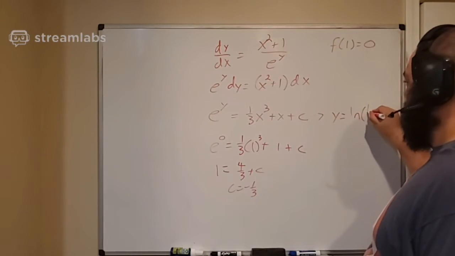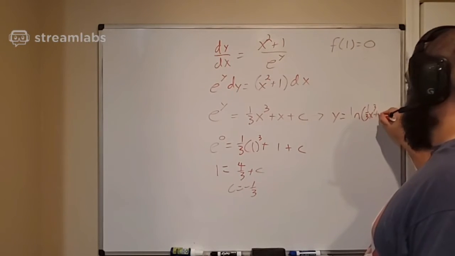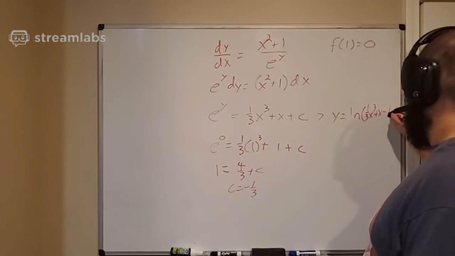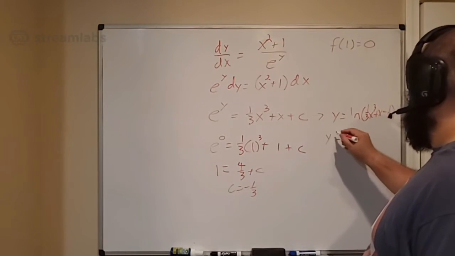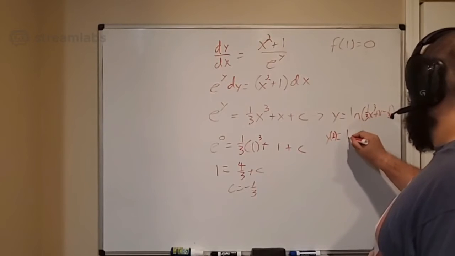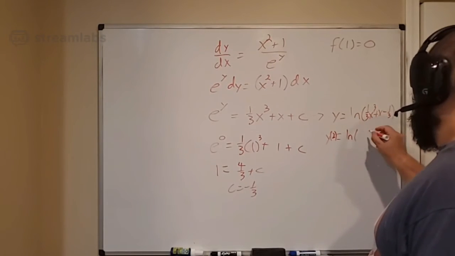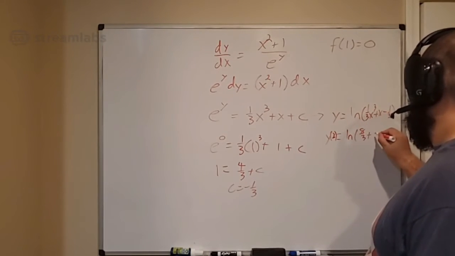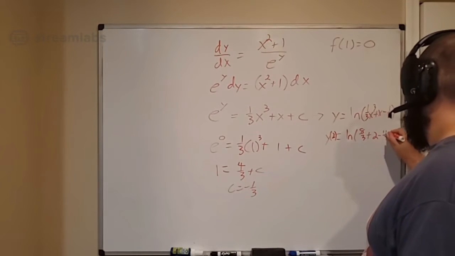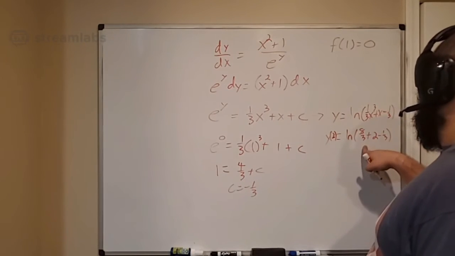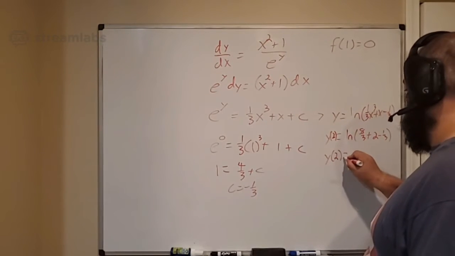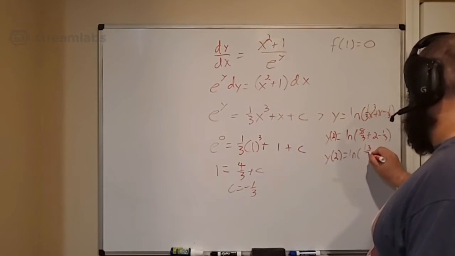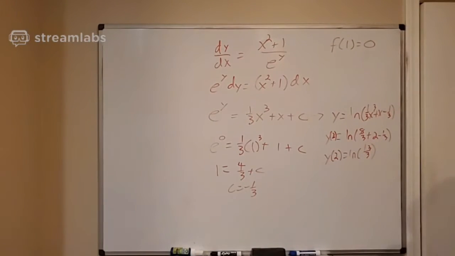And we're doing 2, so y of 2 is equal to ln of 8/3 plus 2 minus 1/3. So it's 7/3, 13/3. Whatever ln of 13/3 is. I'm assuming this has to be a calculated question, and yeah, it is. It's 1.466.